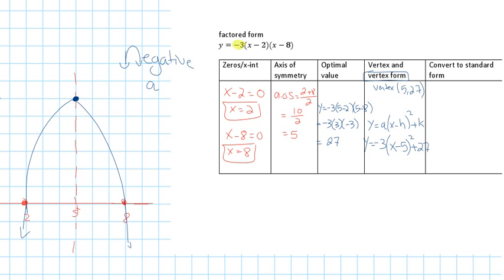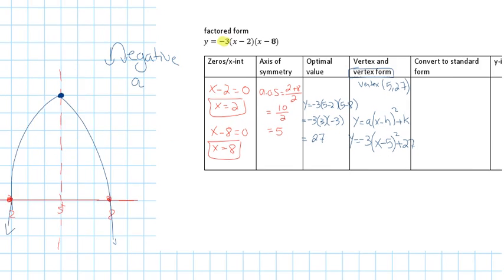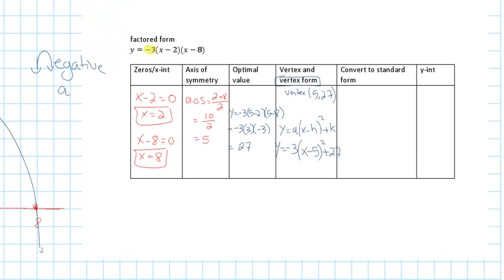So what we did here, we went from factored to vertex, right? But there is a method that we can go from standard to vertex, but we don't learn it here, okay? So this is basically the backdoor way to find your vertex from factored. This is a cheating way. Are we okay with that so far? Now, it's asking me to convert to standard form.